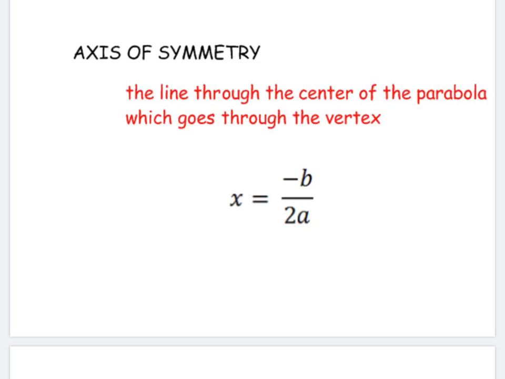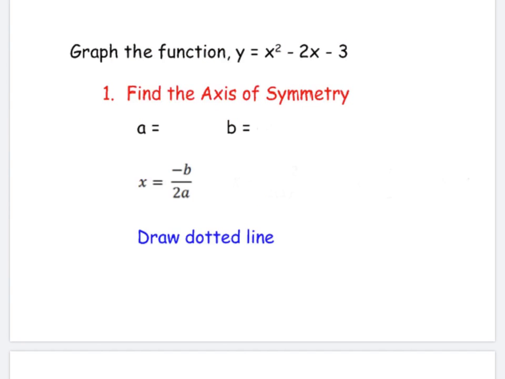The first thing you have to start with is the value of the axis of symmetry. The axis of symmetry is the line that goes through the center of the parabola, the vertex, and the equation for it is x equals negative b over 2a. So let's take a look at this particular parabola, y equals x squared minus 2x minus 3. I want to find the equation for the axis of symmetry.